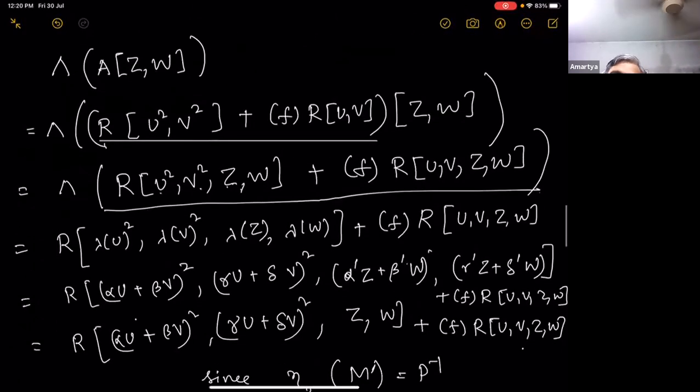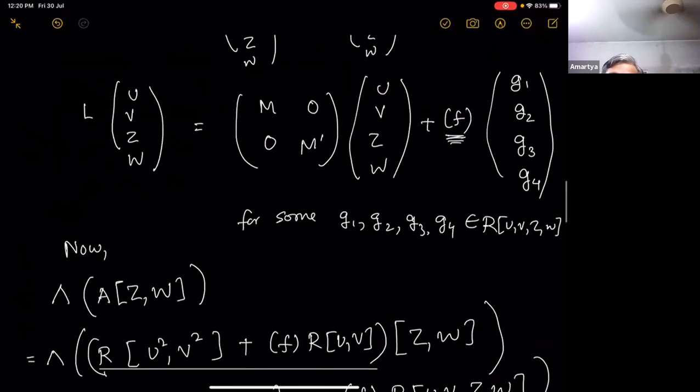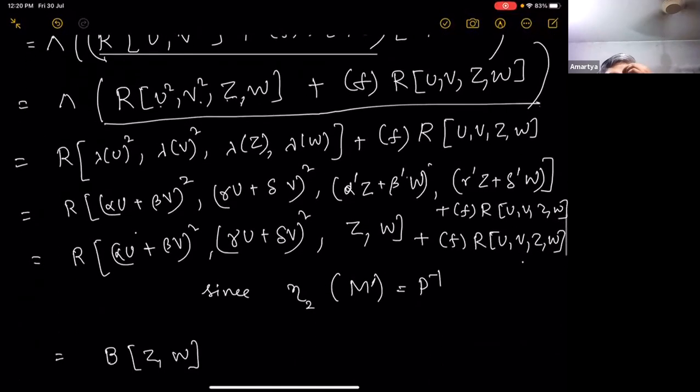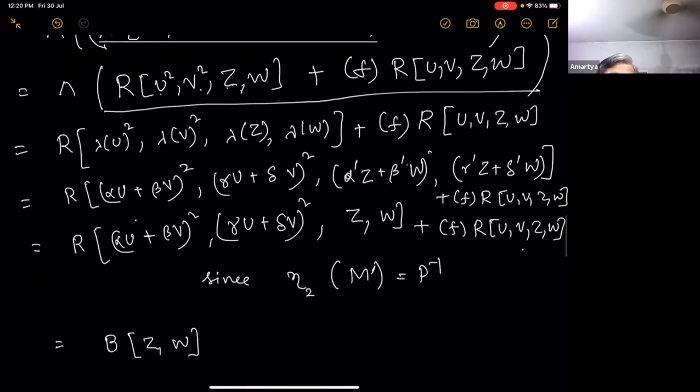But what is lambda of U? So lambda of U is given by this matrix formula. It is alpha U plus beta V and gamma U plus delta V plus F. And then by the same argument, because alpha prime Z, beta prime W, gamma prime Z and delta prime W are linear, and this is an inverse, this matrix has an inverse of P.